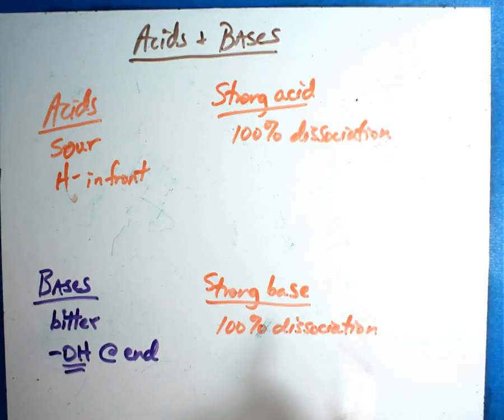Now, let me give you an example real quick. I said a while ago, there's hundreds of acids in the world. You drink some of them when you drink a soda. Carbonic acid and phosphoric acid are both found in sodas. Do you think they're a strong acid? No way. You wouldn't drink them.